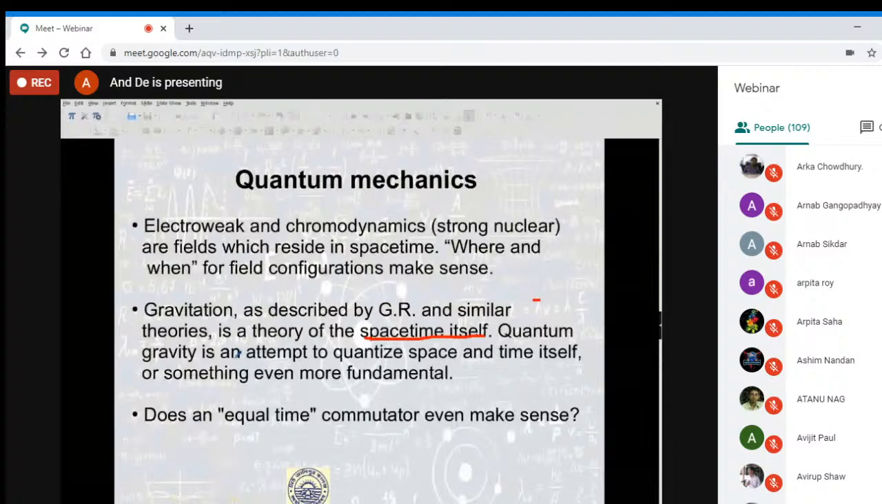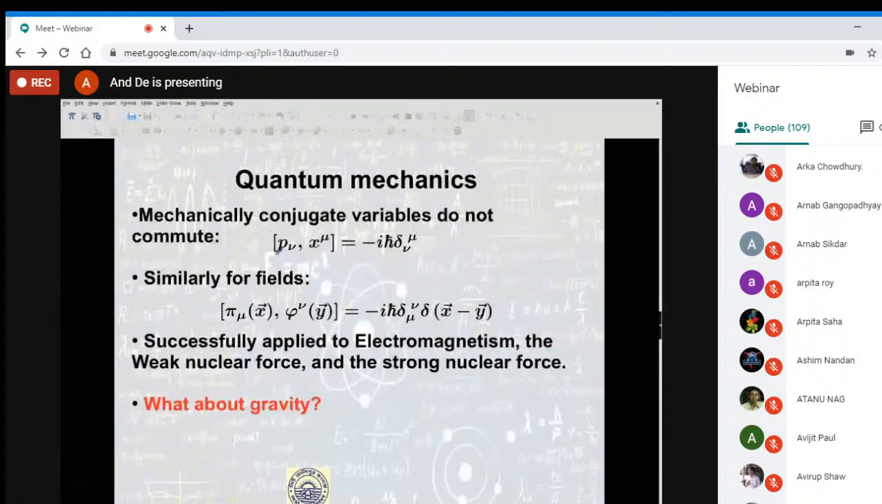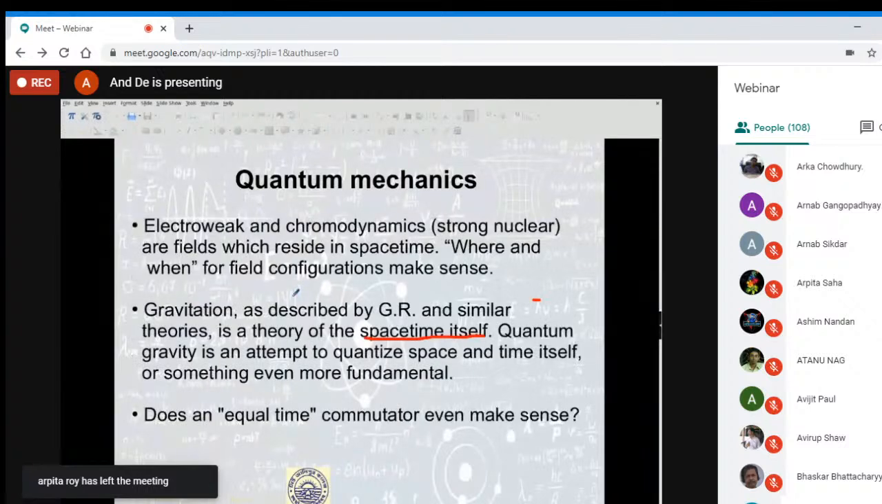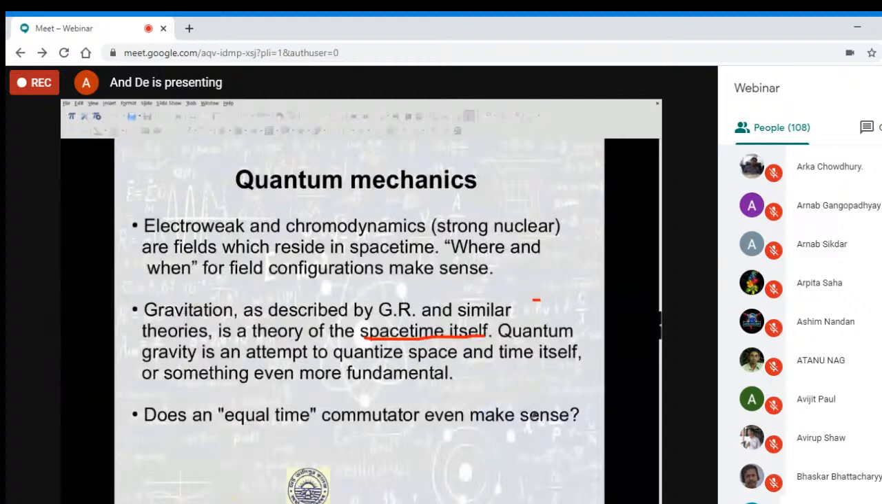Those commutators I talked about in the previous slide are usually called equal time commutators. Does an equal time commutator even make sense in general relativity when you are actually quantizing the space and the time, or attempting to? These are all rather fundamental questions. Many of them do not actually have a very good answer yet.